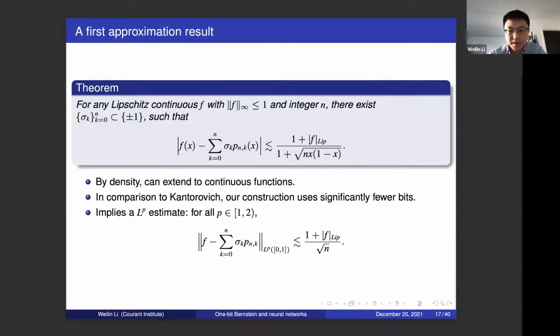But here, the Bernstein polynomials are a basis for the space of polynomials of degree n, right? So it's an n plus 1 dimensional space. But somehow you can still do this approximation with only plus and minus 1 coefficients.